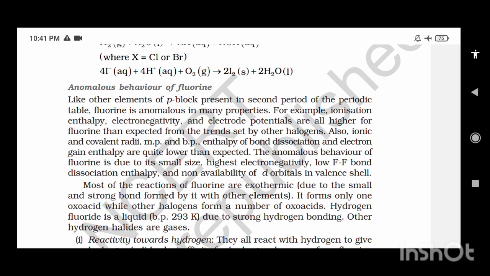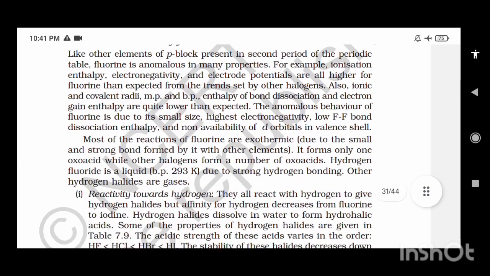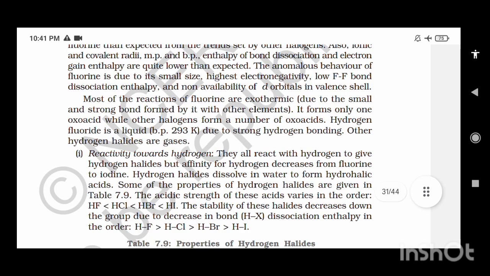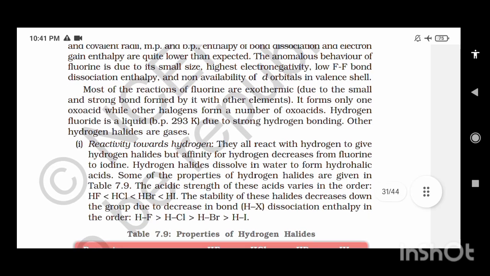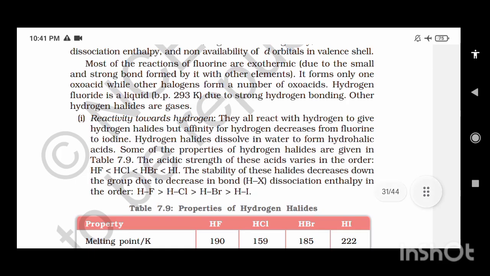The anomalous behavior of fluorine is due to its small size, highest electronegativity, low fluorine-fluorine bond dissociation enthalpy, and non-availability of d orbitals. Most of the reactions of fluorine are exothermic. It forms only one oxoacid while the other halogens form a number of oxoacids.